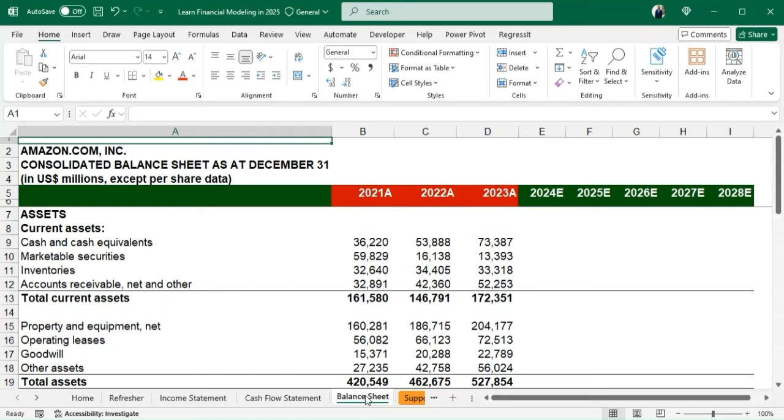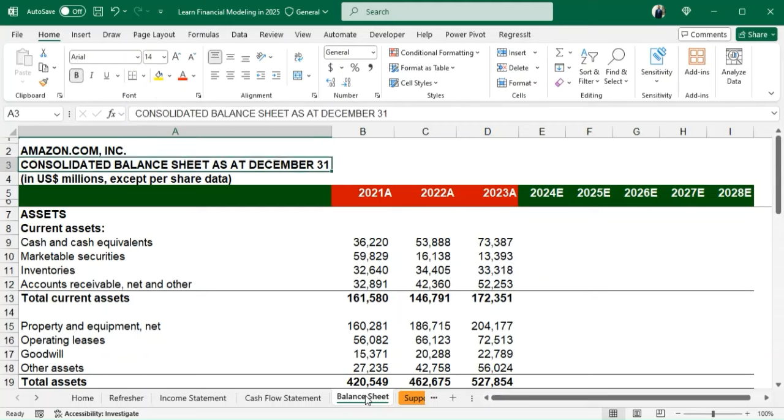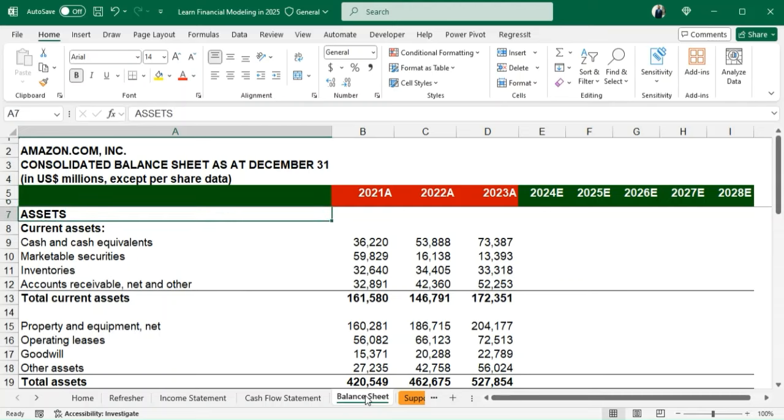Now, having completed both the PPE schedule and the working capital schedule, we are now ready to make projections or forecasts for the balance sheet. And so let's get into business.